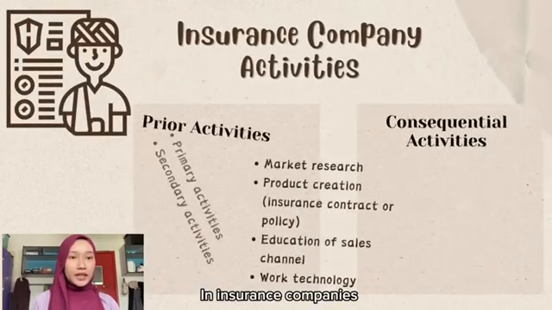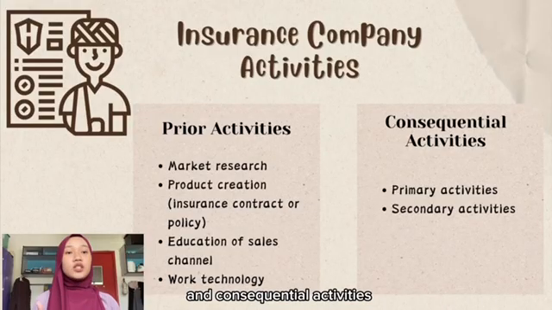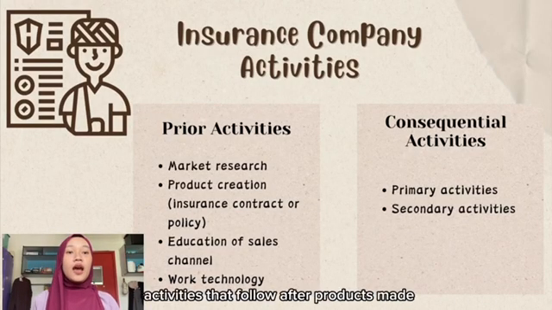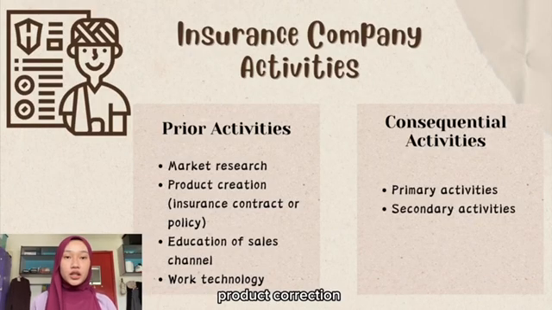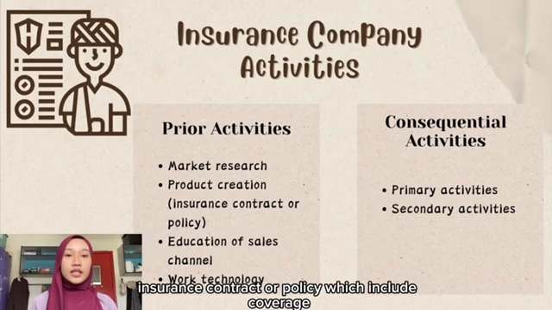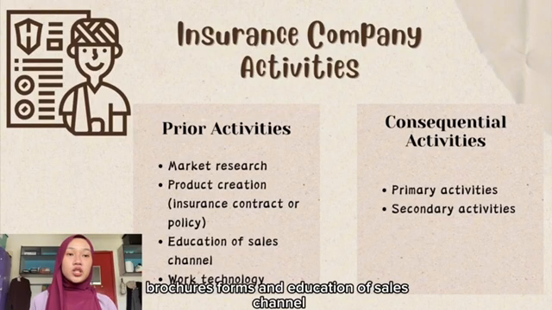In insurance companies, activities can be divided into prior activities and consequential activities, activities that follow after products are made. Prior activities include market research, product correction, insurance contract or policy, which include coverage, premium, conditions, provisions, network technology, printing press lists, brochures, forms, and education offices channel.